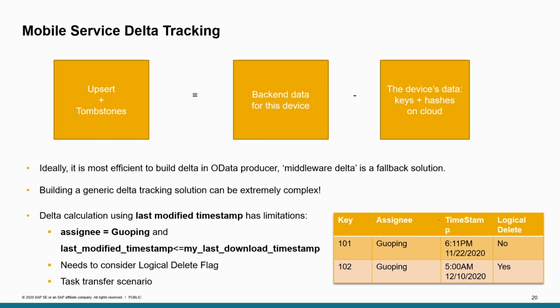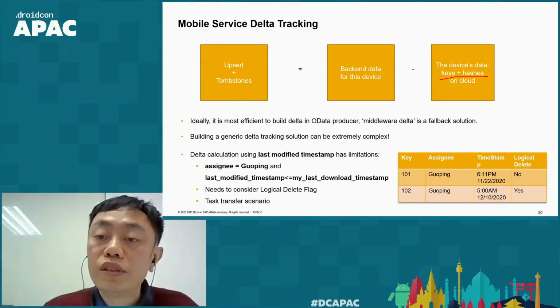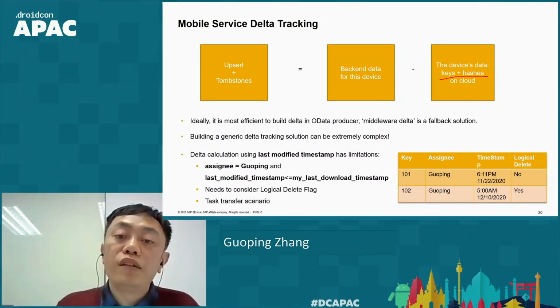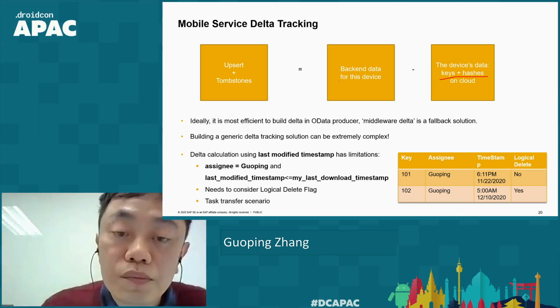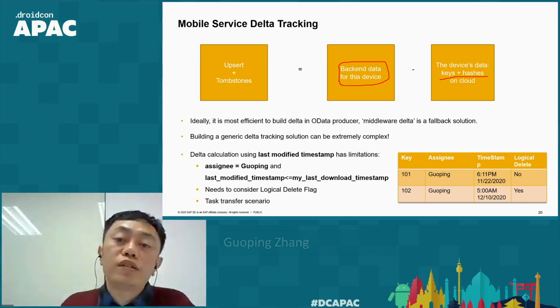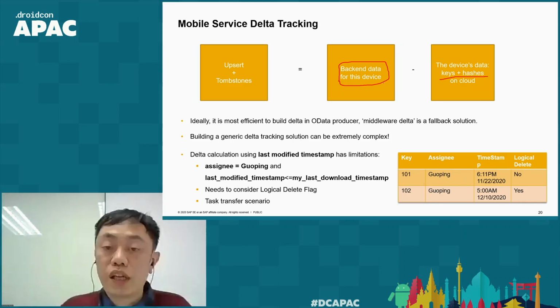It's a fallback solution. But here I just want to give a quick overview of how mobile service is doing the job, so that even if you want to build your own backend to handle the delta, you can have some rough idea. In this case, in order to compute the delta, the mobile service will need to store this information, the keys and the hashes. You need to store the keys and hashes on the cloud. And then mobile service would need to get the backend data for this device. Once the mobile service has these two sets of data, it can do the calculation.